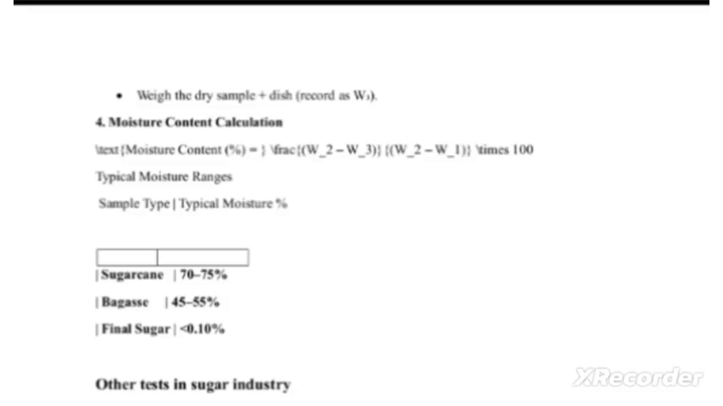Ash content determines inorganic residue left after burning the sample at high temperature. Indicates the amount of mineral and inorganic matter in sugarcane. Color analysis measures the absorbance of sugar solution at a specific wavelength. Grading of white sugar based on color units. Sediment and clarity test. Physical observation or use of a turbidity meter. Check for suspended impurities in sugar or syrup.